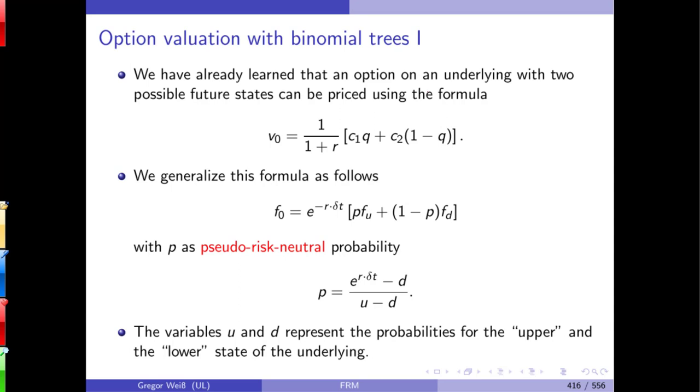Now, we've already learned that an option on an underlying with two possible future states can be priced using this formula, risk-neutral pricing. Let's now generalize this as follows. f0 is the probability p times the upper state plus 1 minus p times the lower state, continuously discounted. And p is the pseudo risk-neutral probability. And u and d again are the values for the upper and the lower states.